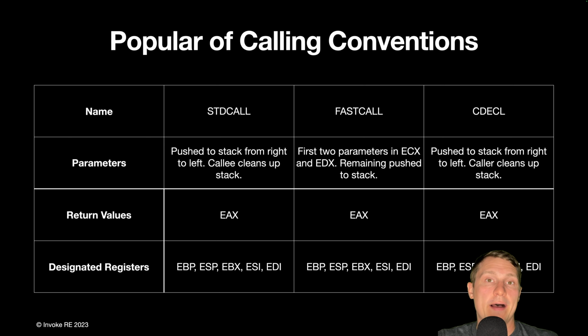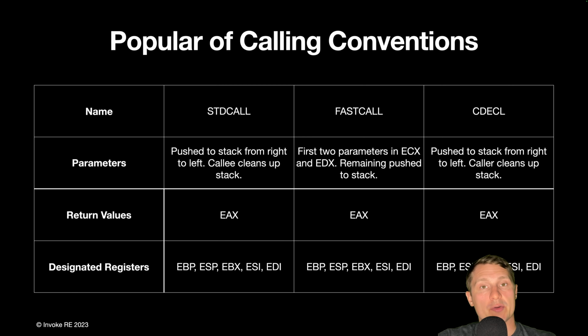So for example, we have the standard call calling convention where parameters are pushed onto the stack from right to left. This means that the very last parameter of the function call is being pushed on first, and then the very first parameter of the function call is being pushed on last. So if you were to look at the stack, then the first parameter would be the closest to the stack pointer, and then the last parameter would be the farthest from the stack pointer. And in this instance, the callee, which is the function that was called, cleans up the stack. So it removes everything and cleans up the stack before it returns to the calling function.